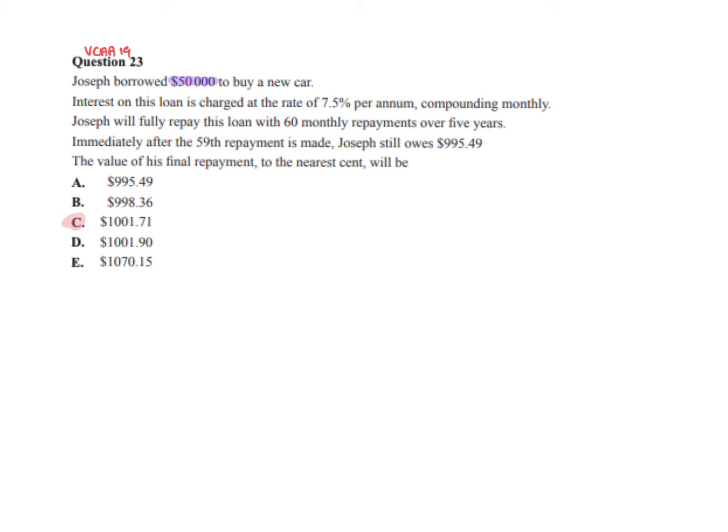So he borrowed 50,000. So this is a loan, but the bank gave him that money, so that's a positive PV. It came into his hands, so he could go buy the car. So the interest was charged at 7.5% per annum. They will always give you per annum. So on Finance Solver, that's I, because you have to have the per annum. And then this compound monthly, that tells you PPY equals 12.